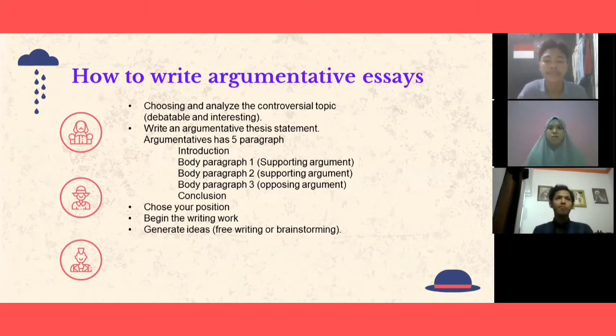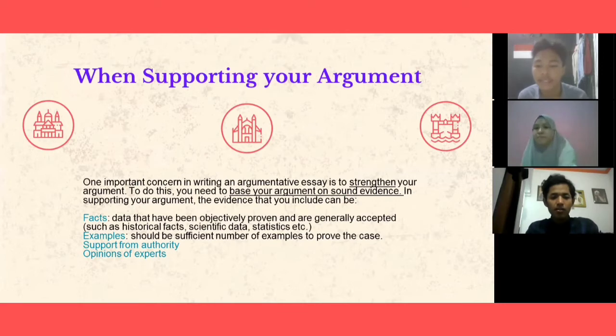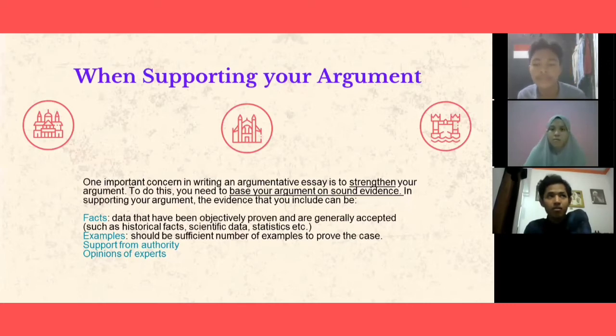Okay, next. When supporting your argument, one important concern in writing an argumentative essay is to strengthen your argument. To do this, you need to base your argument on certain evidence. The evidence that you include can be facts that have been objectively proven and are generally accepted, such as historical facts, scientific facts, and statistics. And then examples: there should be a sufficient number of examples to prove the case, and support from authority and opinions of experts. Okay, next.